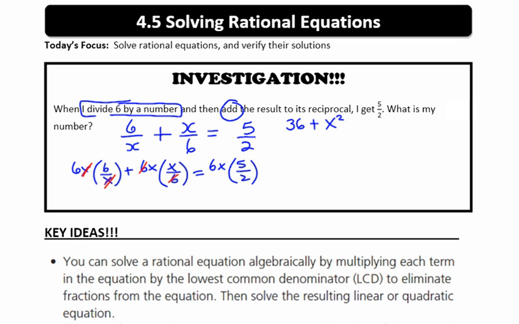And then now we have 6x times 5 over 2. So can we reduce the 2 with something? With the 6. We can divide both by 2, so we get 6 divided by 2 is 3, and this is just a 1. So 3x times 5 is 15x.